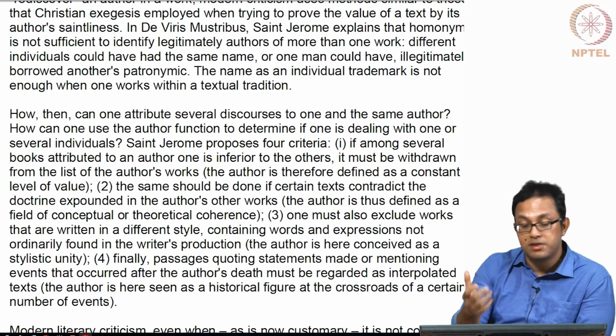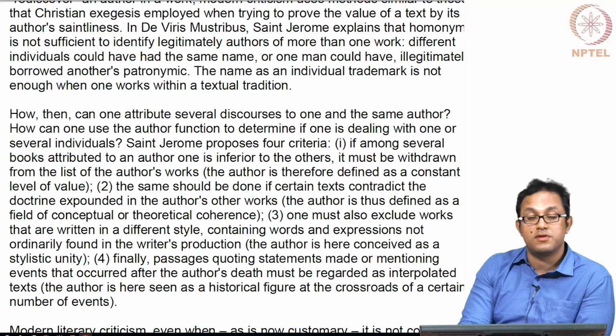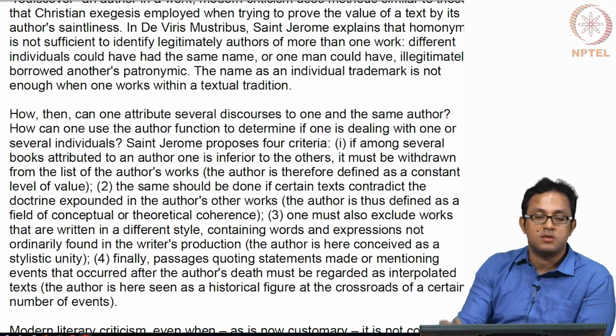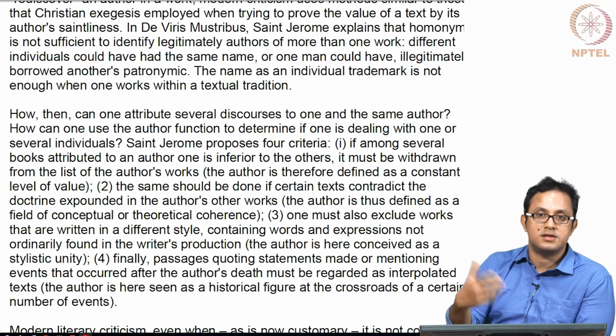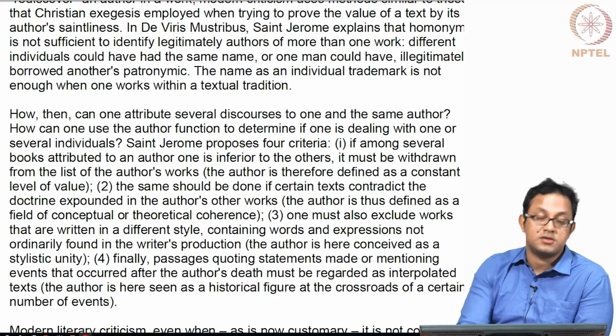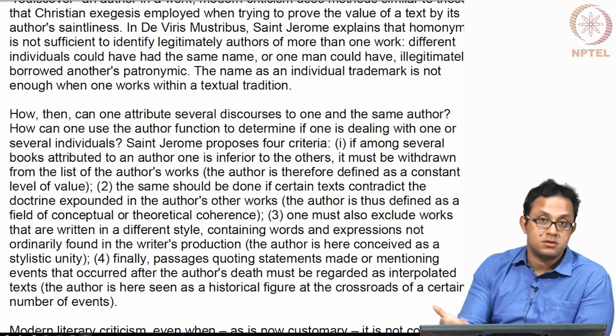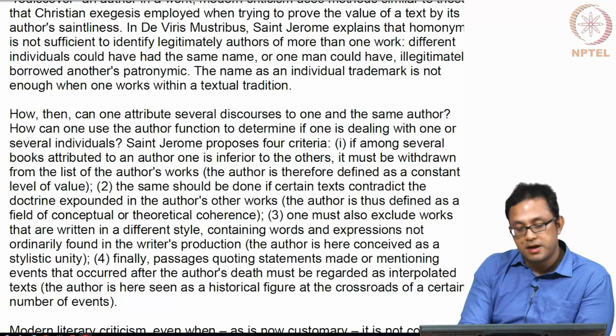So if you find, according to Saint Jerome, references to events, incidents and activities which happened historically after the death of the author, then we can safely disregard that particular text as an interpolated text, or that section as an interpolated section which the author did not write, or did not create or compose. Okay, so these are 4 criteria that Saint Jerome points out.